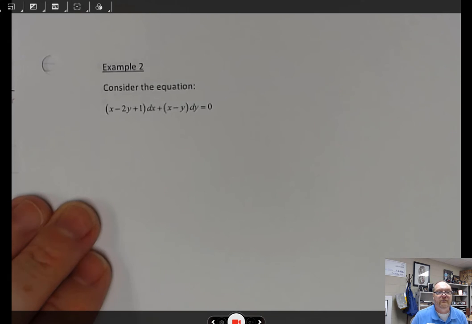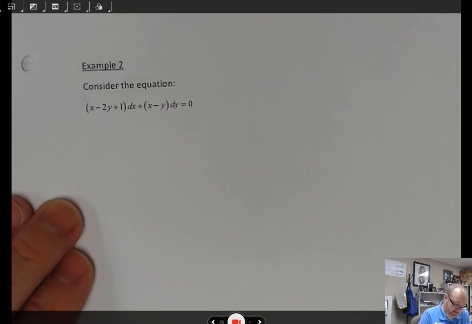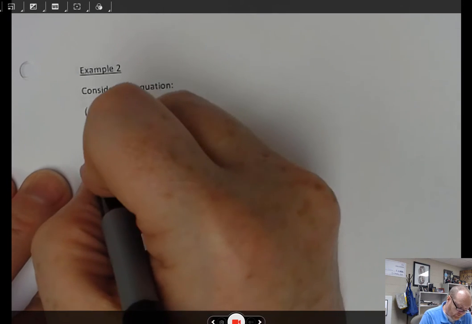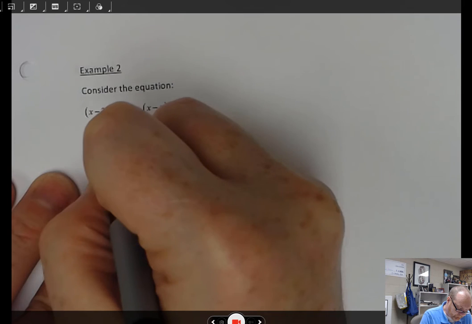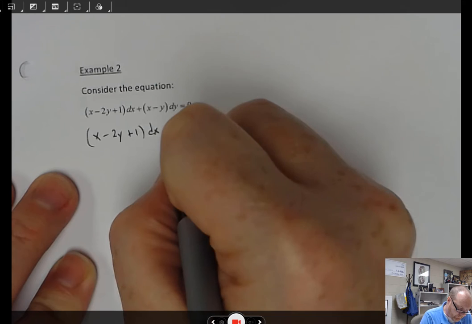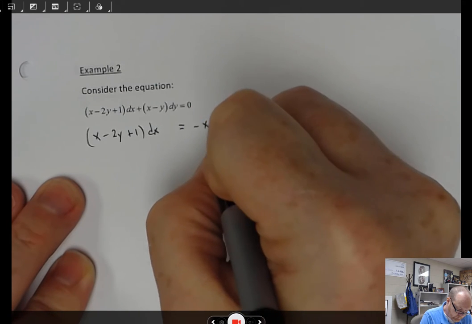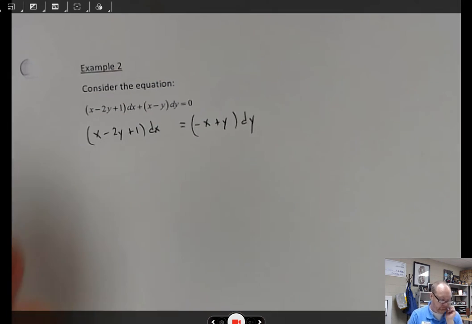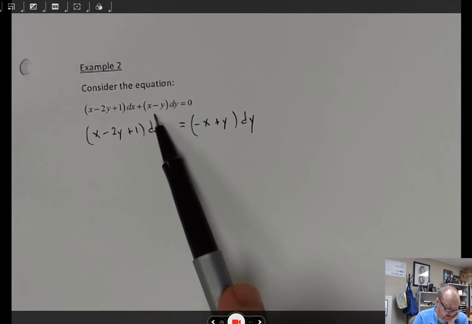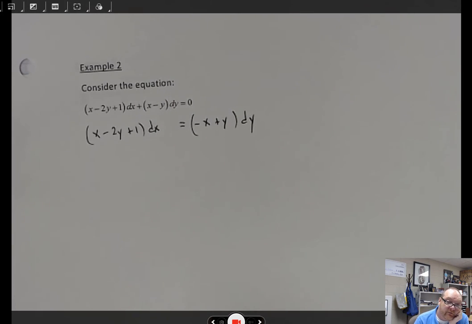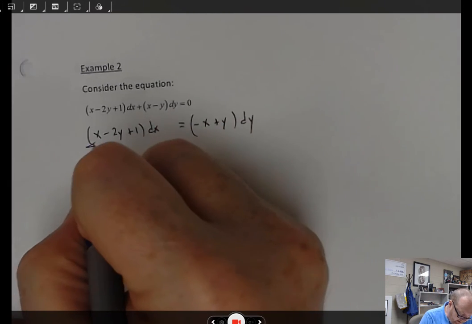Look at number 2. Same sort of idea. Let me move some things around. I don't know which is more convenient to move. I guess I'll move it like I did before. So this whole term is positive on the left. When I move it to the right, it becomes the opposite. So I just went ahead and applied that opposite there. Okay, and I need a dy over dx term, so I can divide both sides by dx.